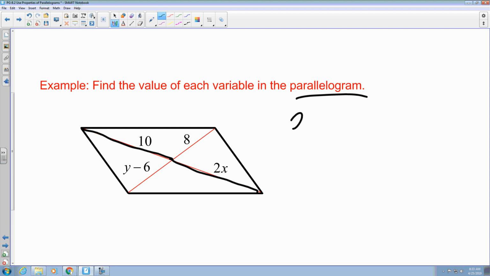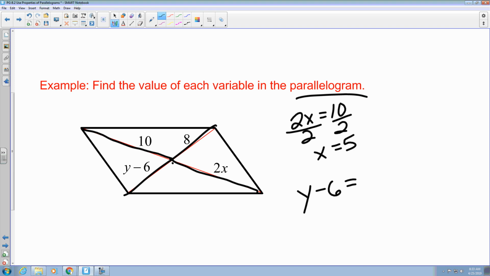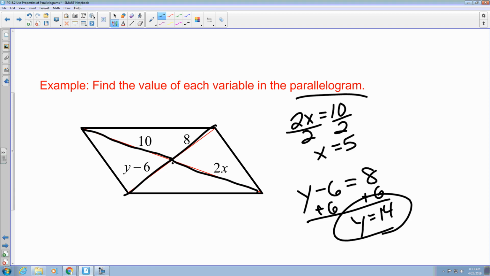And so I can say that 2x is going to equal 10, which then dividing everything by 2, x would equal 5 in this case. From here to here is 8. From here to here is y minus 6. To find y, you're just going to take y minus 6 and set it equal to 8 because those two bisect each other. Add 6 to both sides. We now know that y is going to be 14.